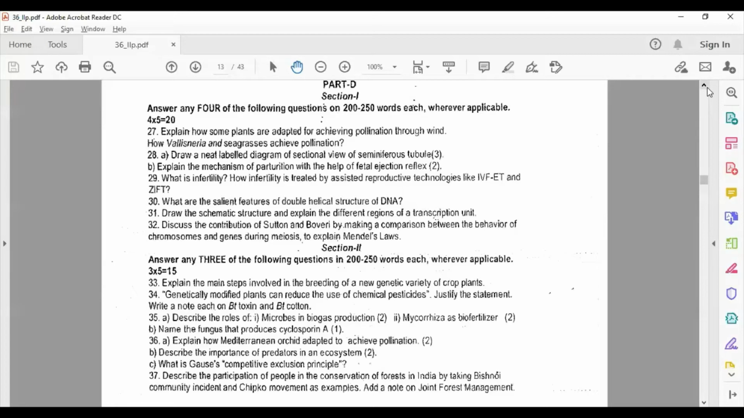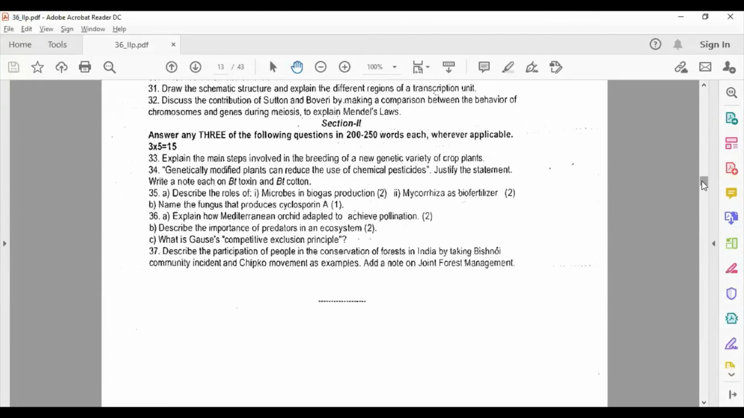Draw the schematic structure and explain the different regions of a transcription unit. This goes again to the 6th chapter. Discuss the contribution of Sutton and Boveri by making a comparison between the behavior of chromosomes. This goes again to the 6th chapter. So moving on to the second section.